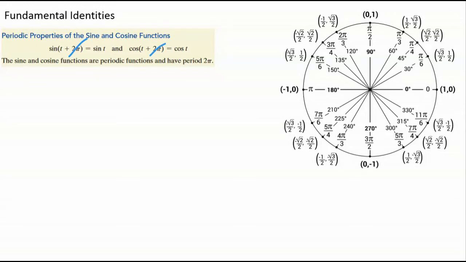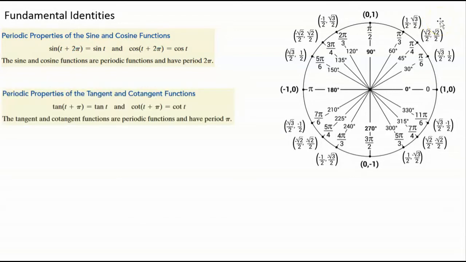Now, tangent and cotangent actually have a different period. They repeat every pi. So this was tangent and cotangent. So again, if you take some angle and you add pi to it for tangent or cotangent, then you can just ignore that pi value and evaluate tangent of t. Same thing, cotangent of t plus pi, you can ignore the pi value and just calculate cotangent of t.